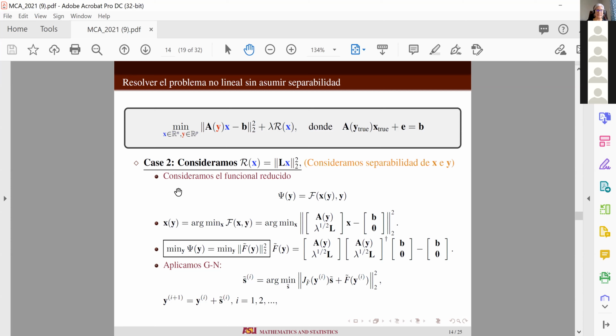So again, just in case, to be clear, in this iteration we are computing Y. We update the Y, then with that Y fixed, this is going to be known, we can compute this, get an X, compute the Jacobian with that X, put it here, solve this regularized least squares problem, update Y, and repeat. Okay.